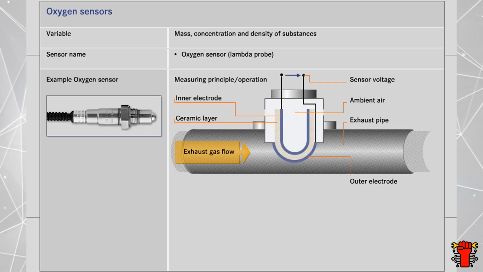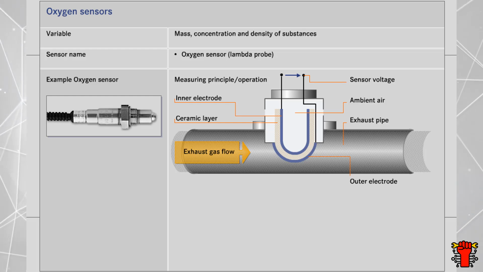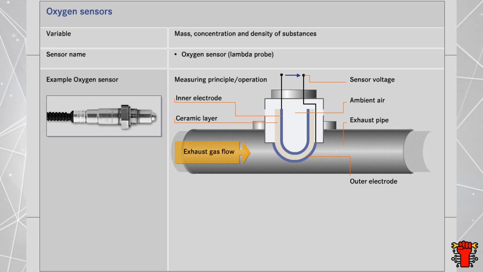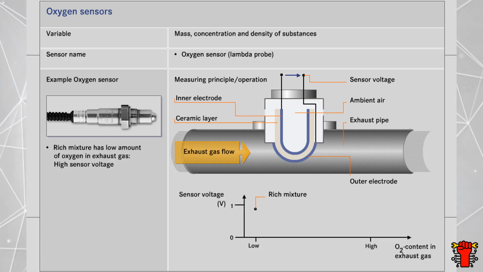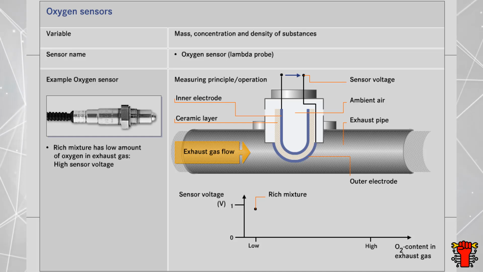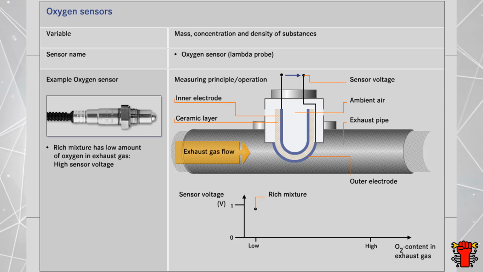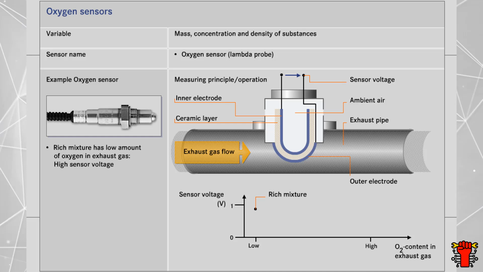The sensor consists essentially of two electrodes which are separated by a ceramic layer. The outer electrode is located in the exhaust gas flow. The inner electrode is in contact with the ambient air. When there is relatively little oxygen in the exhaust gas, as is the case when the mixture is rich, there's a big difference in oxygen concentration at the electrodes. The cell outputs a voltage of almost 1 volt.